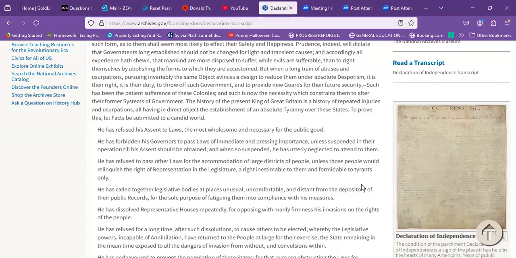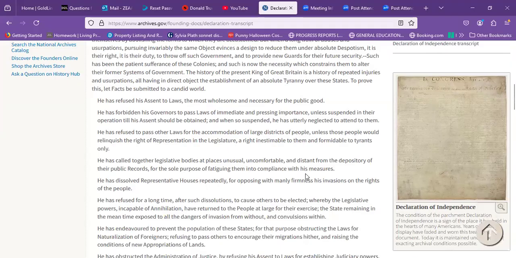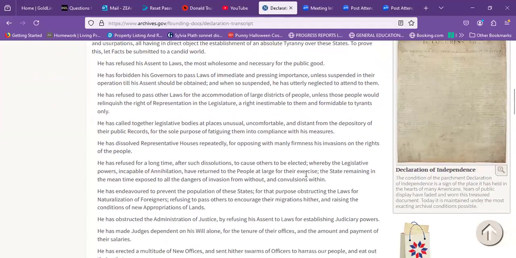All right, and here comes the support for his argument. So his claim is that the British government is a bad government that needs to be replaced, or at least the British government in America is a bad government that needs to be replaced. So here is all of his support for that claim. The he in all these lines, of course, is King George III. We're not going to read through every single one of these, but let's see if we can get a sense of what Jefferson is arguing here.